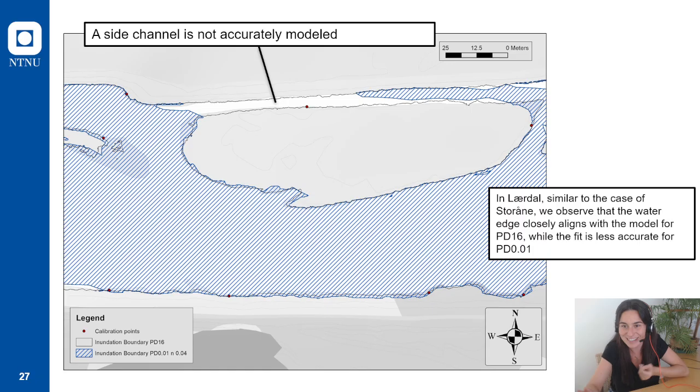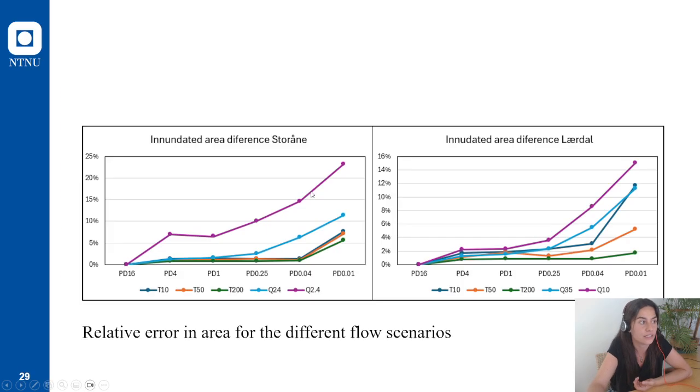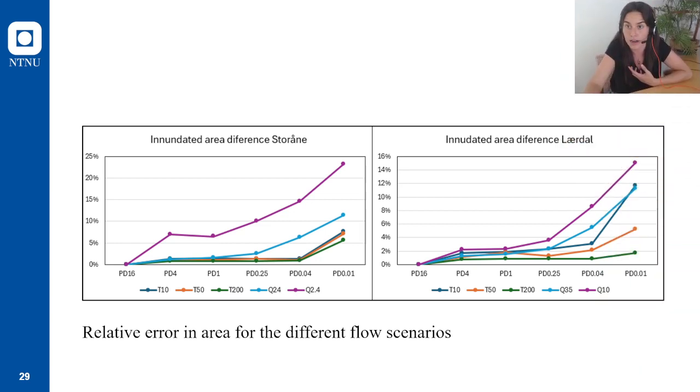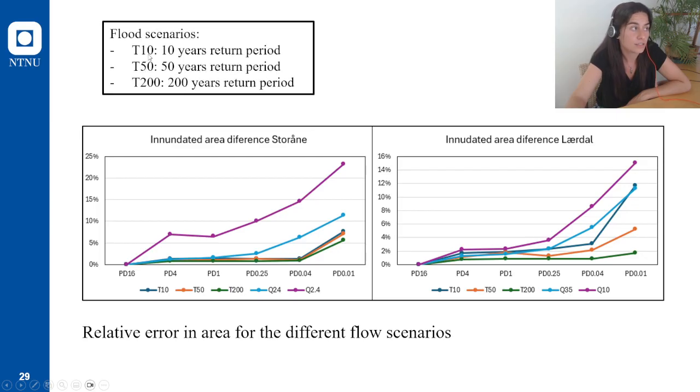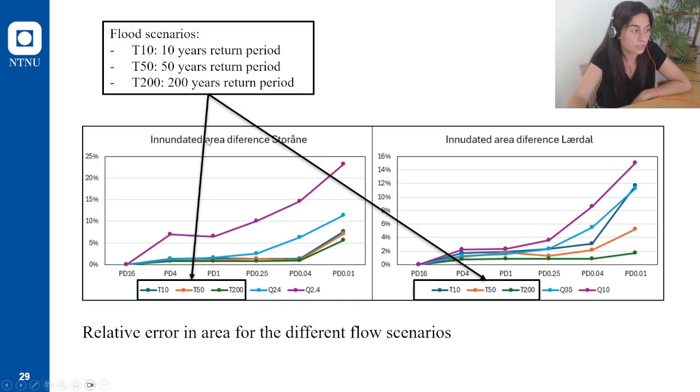But the magic here, or the good thing of this research, is that we actually quantified it. So we did, for example, these graphs for inundated area difference in both Estorane and Lardal. I'll put myself up here. So what we see here are the flood scenarios for a return period of 10, 50, and 200.